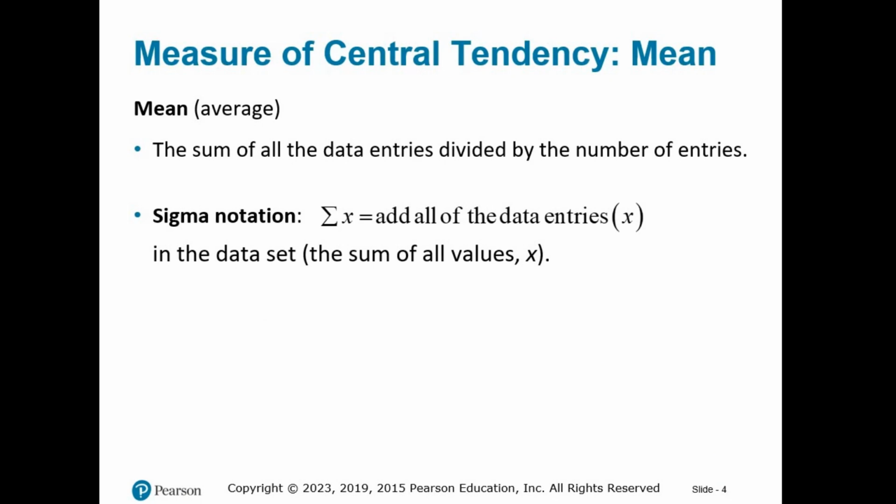Notation-wise, we use the uppercase Greek letter sigma to denote the idea of a sum, which again means to add things together. We read this as the sum of all x, or to add all the data entries in the data set. The notation for population mean looks different than the notation for sample mean.